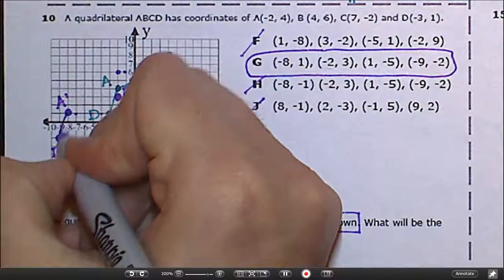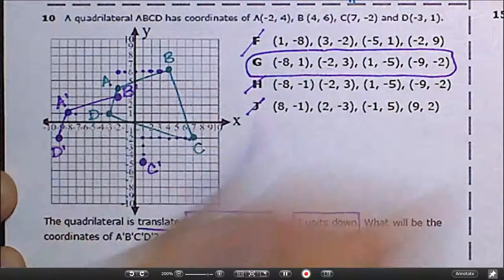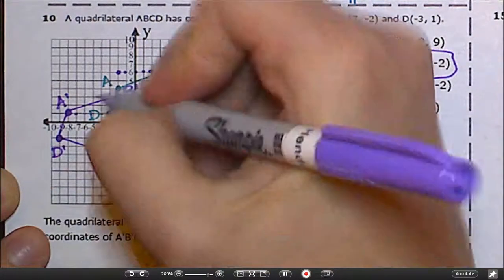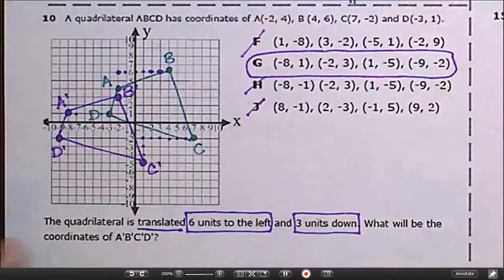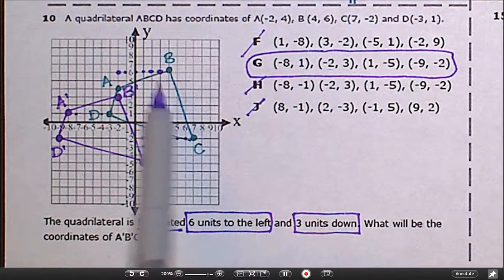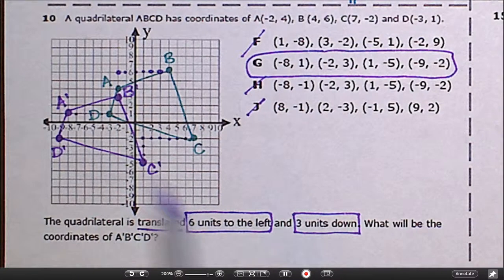If I connected all these dots, I would get the same shape, the same size and everything. It is congruent, and it has just been scooted left and down. So now I would like for you to do number 10 and number 15 on your own. I'm sorry, number 9 and number 15.